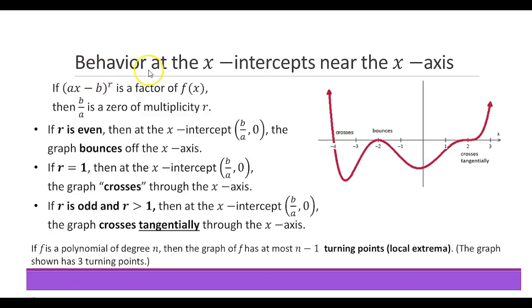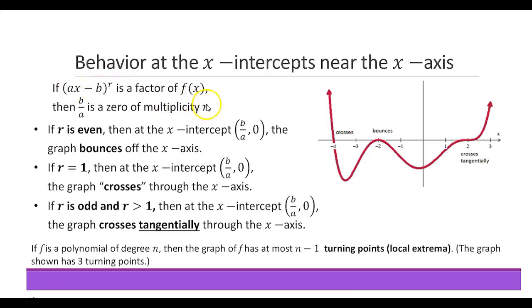Let's talk about the behavior at the x-intercepts near the x-axis. So if the quantity (ax - b) raised to the r power is a factor of f(x), then what we know is b over a is a 0. We're getting that because we would add b and divide by a to the other side. Then b over a is called a 0 of multiplicity r, because that is the power of the factor.